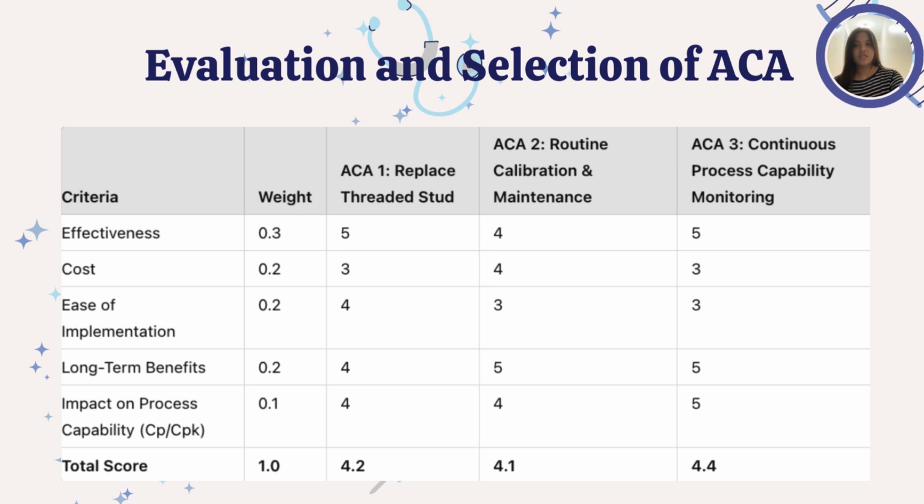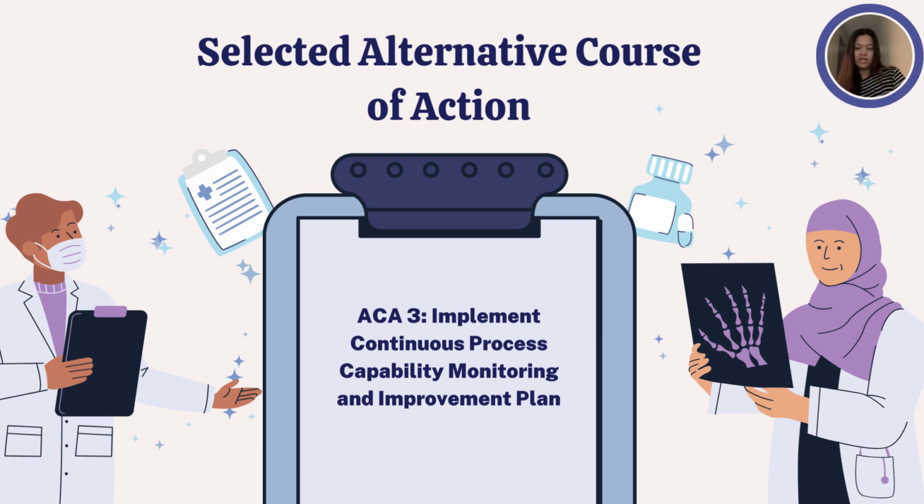operational efficiency. To determine the best ACA, we'll use a decision matrix that evaluates each option based on several criteria relevant to the case study. The criteria include effectiveness in solving the problem, cost, ease of implementation, long-term benefits, and impact on process capability. The selected alternative course of action is ACA3. Implement continuous process capability monitoring and improvement plan.